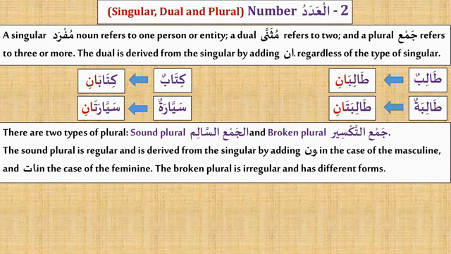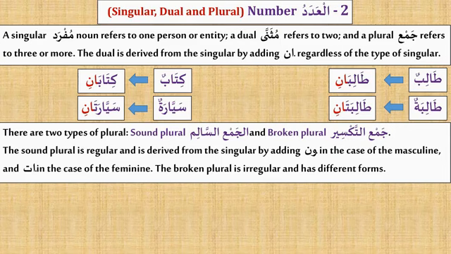When it comes to plural, there are two types of plural. Sound plural, al-jam'u salim, and broken plural, jam'u taksir. The sound plural is regular and is derived from the singular by adding waw and noon in the case of masculine, and it sounds like un. And alif and ta in the case of feminine, it sounds like at. For masculine, un, waw noon, and for feminine, alif and ta, at.